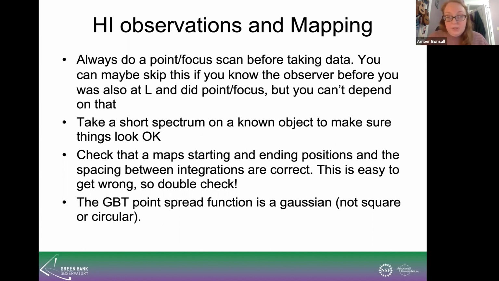That's something that happens quite often. Most people can't finish their whole map in one session sometimes. And the GBT, as you've probably heard a dozen times at this point, the GBT point spread function is a Gaussian. It's not a square or circular.